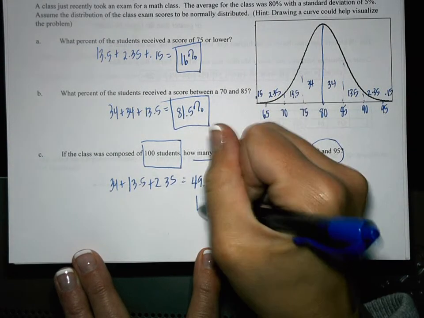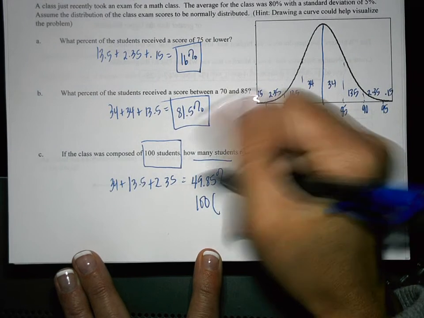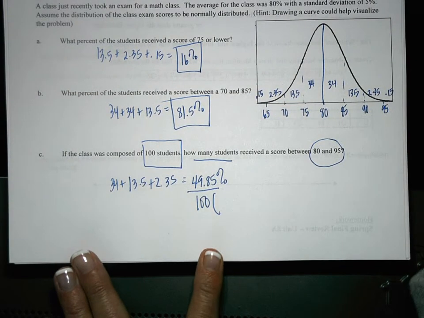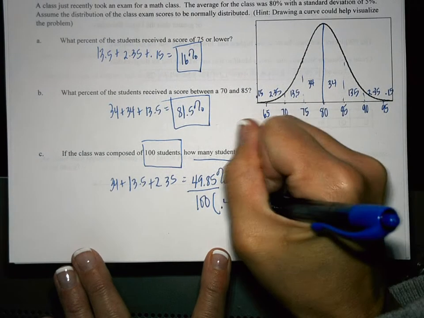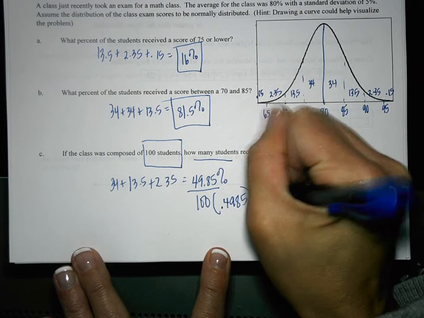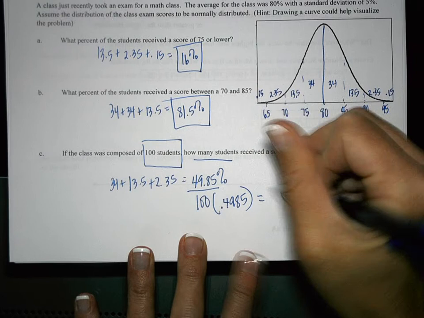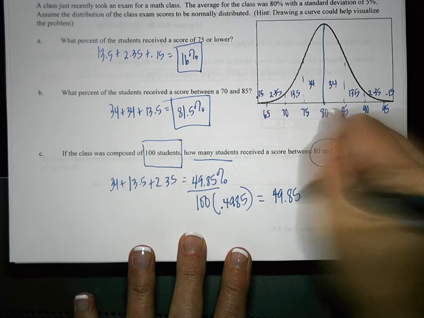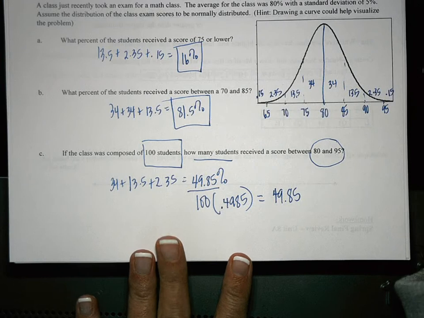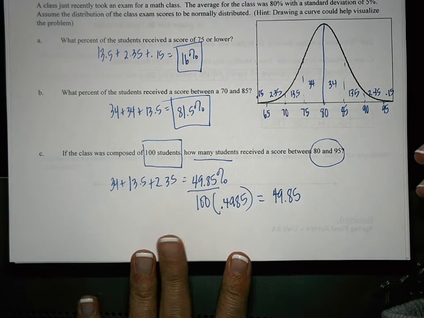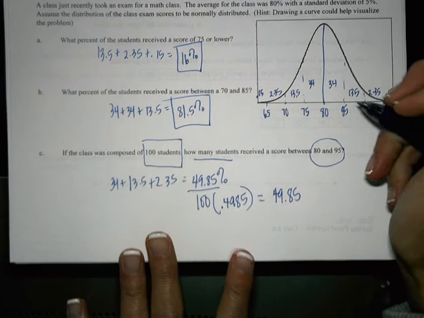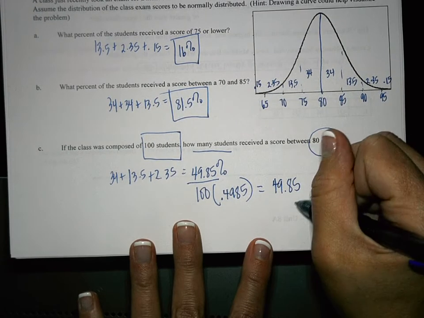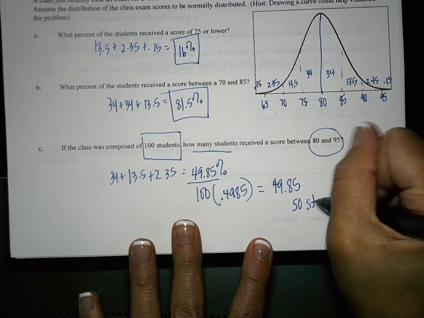So in this case, we take 100, but you have to change your percent to a decimal. So what is this percent as a decimal? Good job. So we multiply that together, and we end up getting 49.85. But we don't usually have 0.85 of a person. And so there we would probably round that up to about 50 students.